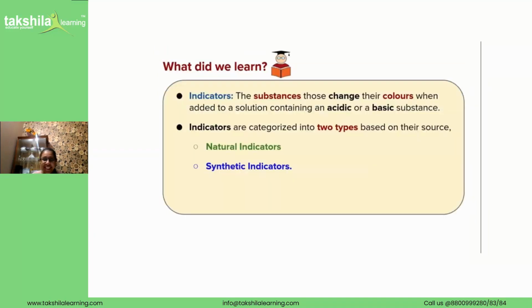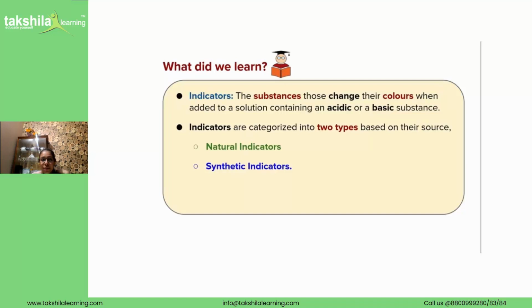So let's recap what we learned till now. Indicators are substances which change their colors when we put them in a solution which is acidic or basic. And I told you indicators are of two types. One is natural and the other one is synthetic. For natural, we have turmeric, litmus paper, china rose, and red cabbage. And for synthetic indicators, the two easiest and most common examples are phenolphthalein and methyl orange.